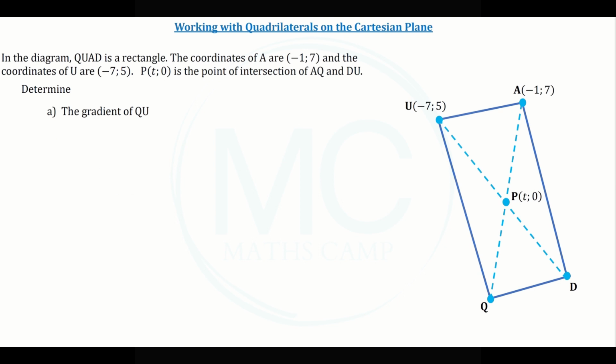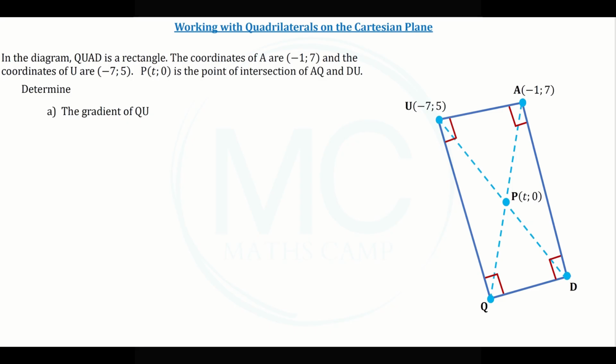Now we have the coordinates of U, but we don't have the coordinates of Q, so we cannot find the gradient this way. But the question tells us that QUAD is a rectangle. We know that each interior angle of a rectangle is 90 degrees. So let's draw in our right angles up here and down here as well. Because each angle is 90 degrees, we know that the adjacent sides are perpendicular. This means that QU is perpendicular to side AU.